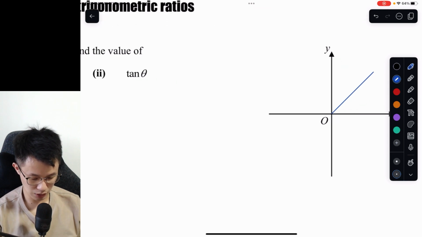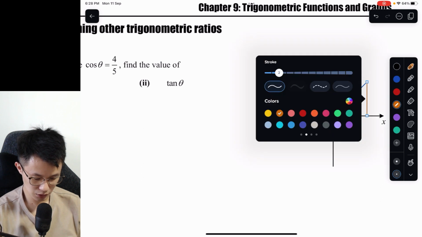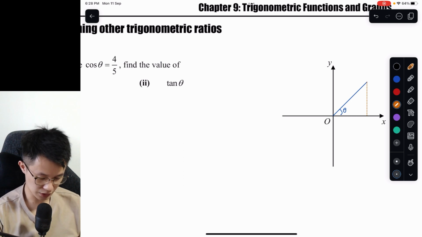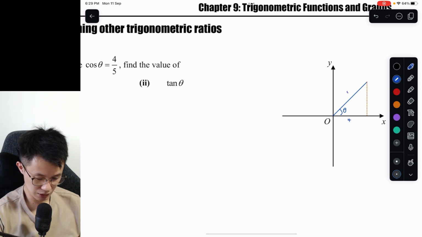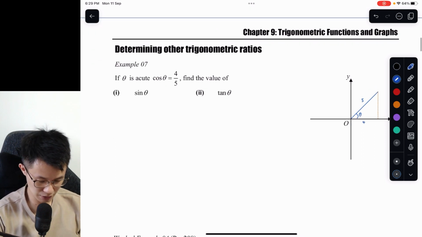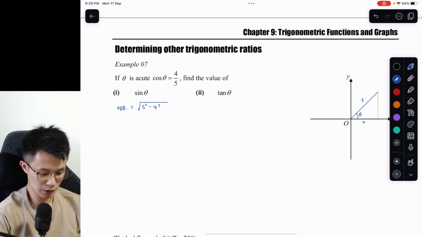Okay, and so since we have cosine theta, it's 4 over 5. Let's just draw the right angle triangle over here. With this right angle triangle, we can safely assume that in ratio, the length of the adjacent is 4 units, and the hypotenuse, which is just the length of that line segment, is just 5. And from here we can figure out the length of the opposite. The opposite is simply equal to the square root of 5 squared minus 4 squared, and that will give you 3.